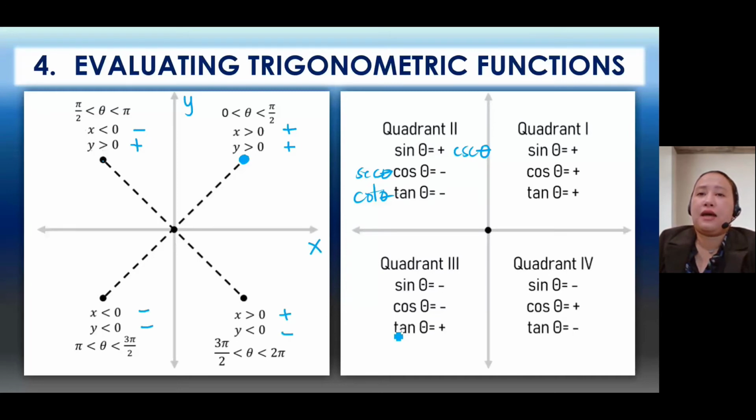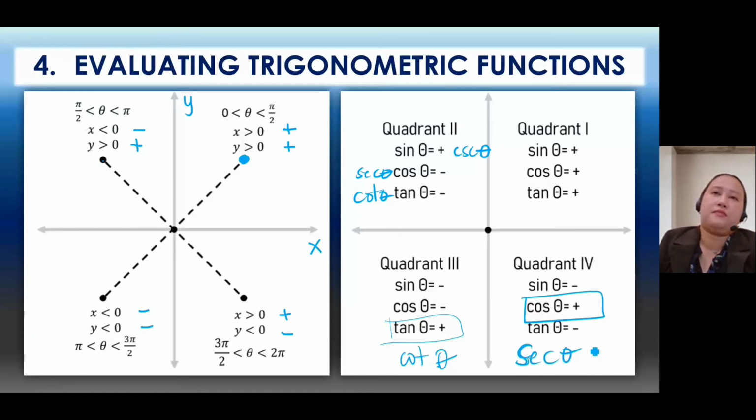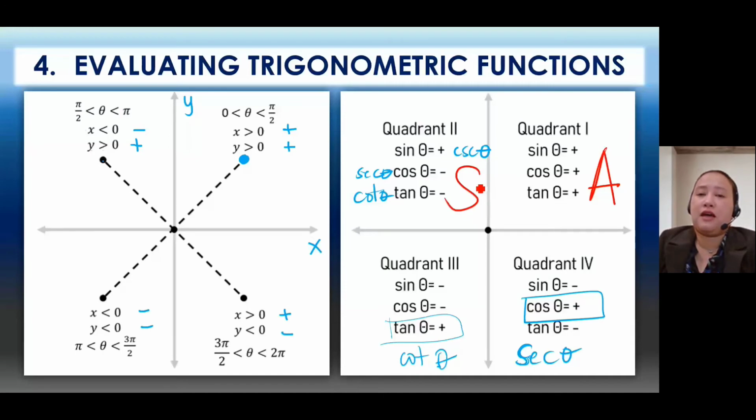In the third quadrant, only tangent is positive, as well as cotangent theta. And in the fourth quadrant, only cosine theta is positive, as well as the reciprocal secant theta. To make it easier to remember this, I would suggest that you memorize the acronym. A stands for all: all the 6 trigonometric functions are positive. And then S, on the second quadrant, means that sine and its reciprocal are positive in the second quadrant. Then the others would be negative.